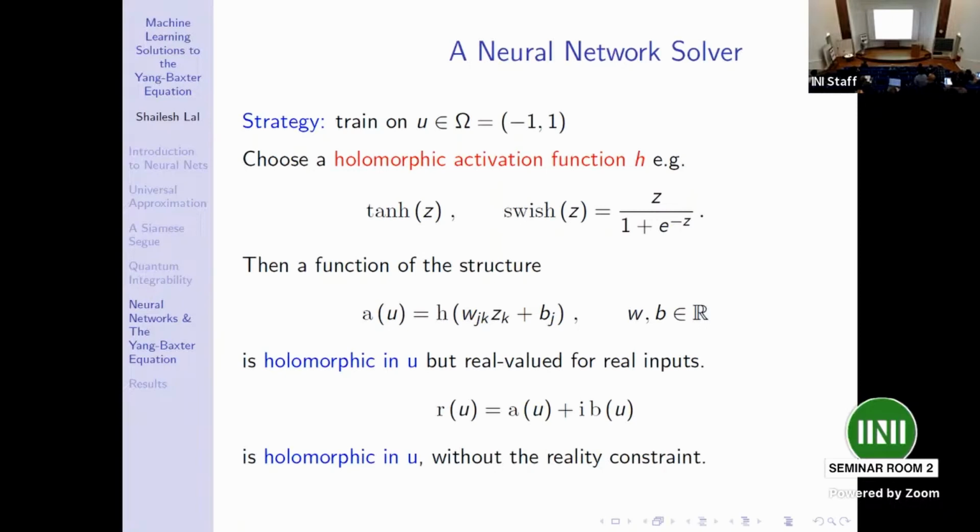The first thing would be to construct a holomorphic neuron. So you take a holomorphic activation function. This is one example, which is kind of obvious. This is the example that we actually used in the paper.